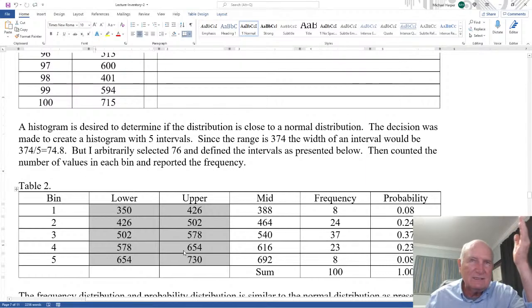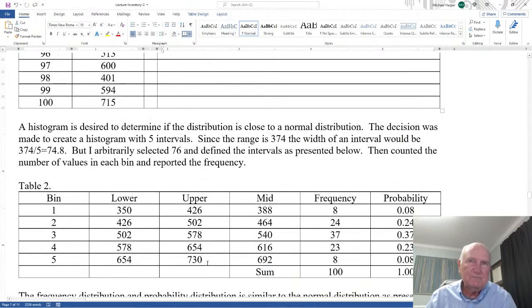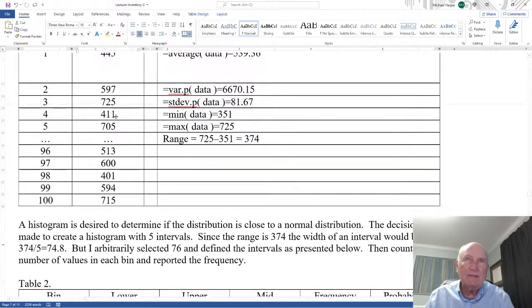It was two neat numbers to begin: below 351, above 725, I went all the way to 730. And so my interval is 76. Well, I take the average of each of these intervals. The average is the midpoint, and then I count the number of my data.